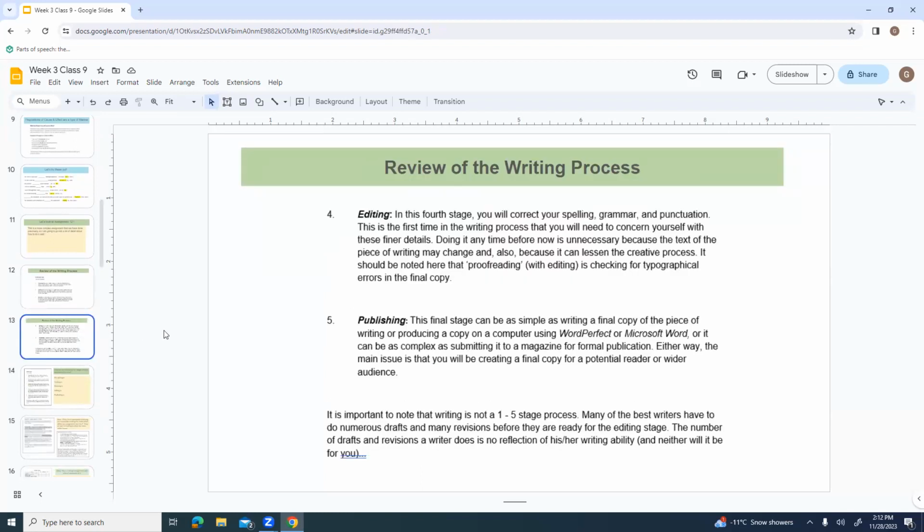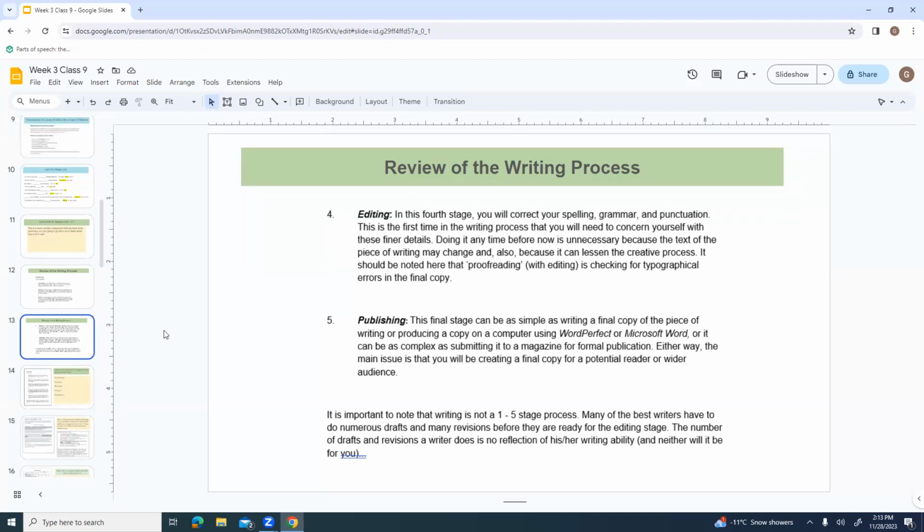Section 4, we'll also look at tomorrow. That's the section where you correct your spelling, grammar, punctuation. This is the first time that you need to worry about these finer details. Any time before now is unnecessary, because the text of writing may change, and also because it can get in the way of the creative process.